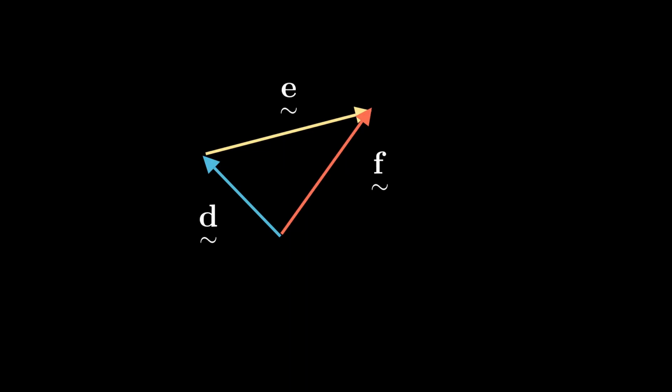A very important property of vectors is actually vector addition. Let's denote two vectors, vector D and E, and let's add them together. We put the tail end of vector E on the tip of vector D, and then we join them together. So what we get is vector F, which represents the summation of vectors D and E.